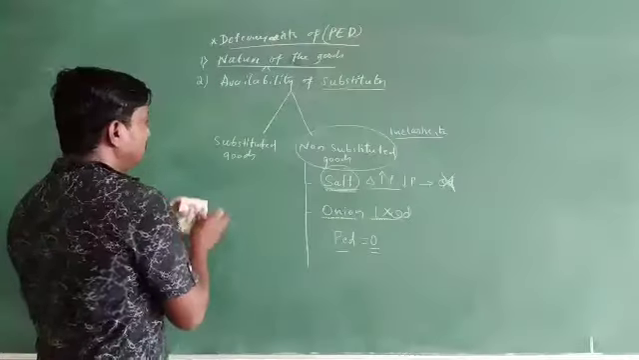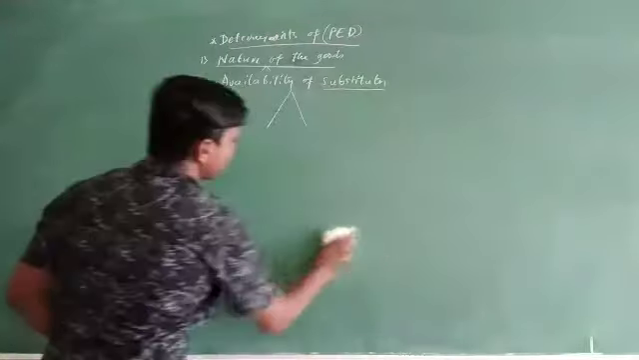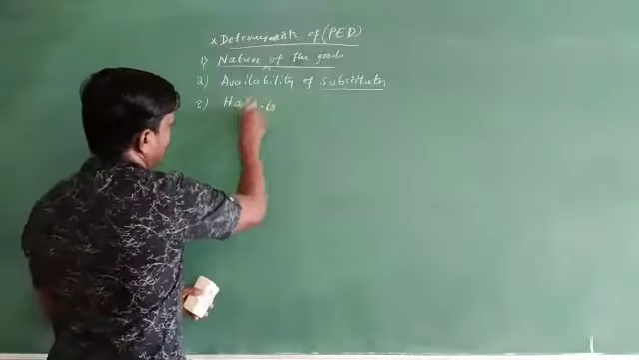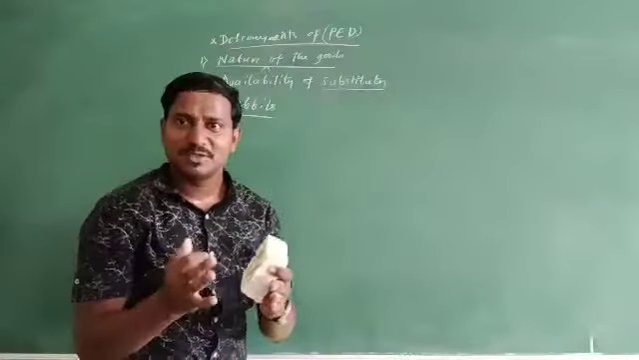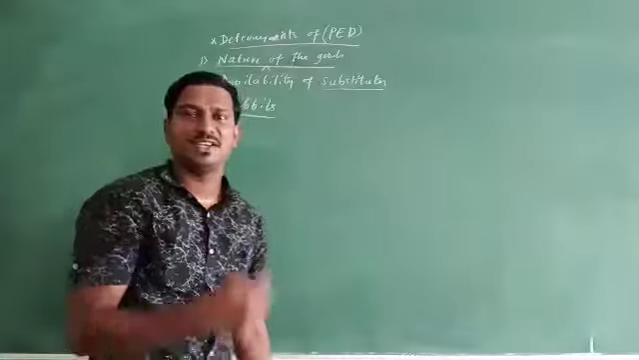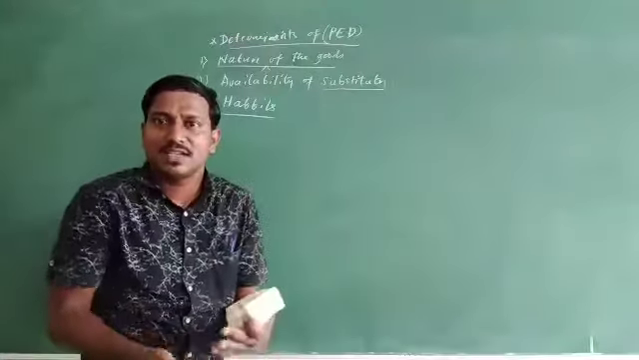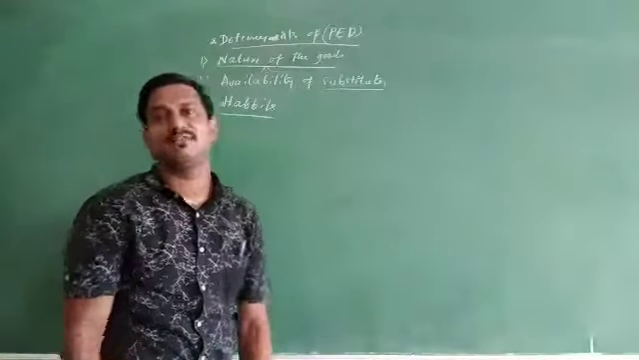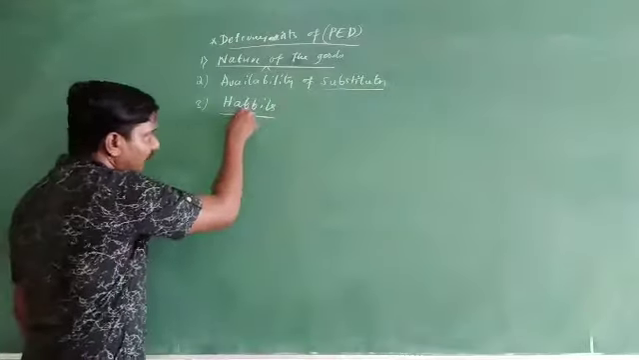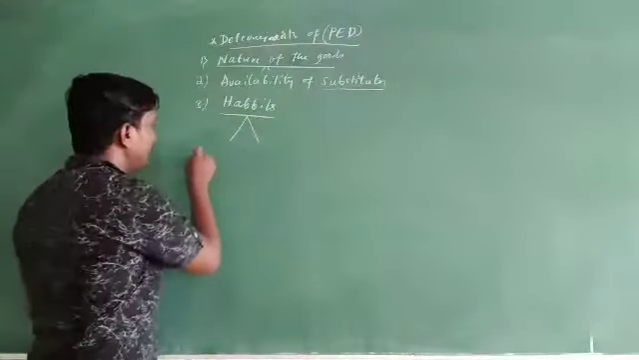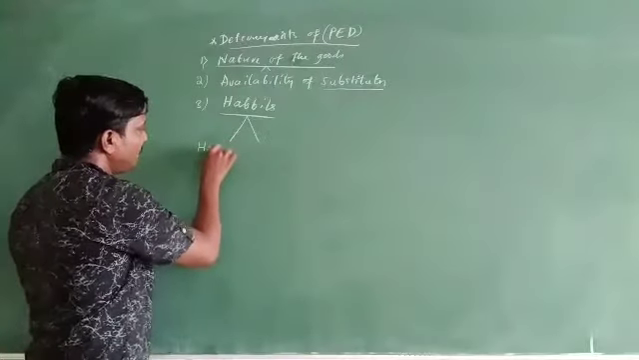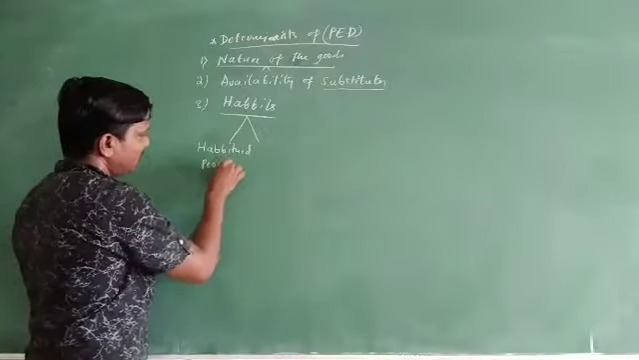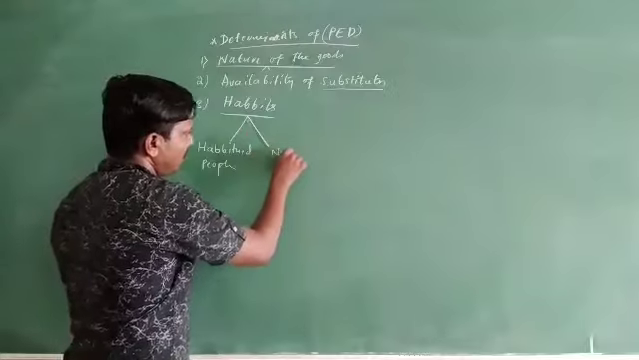Coming to the next one, the third one, that is about habits. Some people are habituated, and other people are non-habituated. So if we divide, habits means what? Habits are those we usually or commonly follow, or those we are addicted to, and that is what we call habits. In habits, again, we are going to say two types of people: one category is habituated people, and the other category is non-habituated.